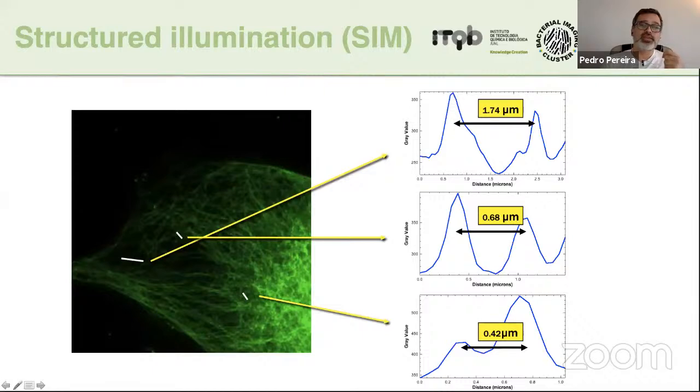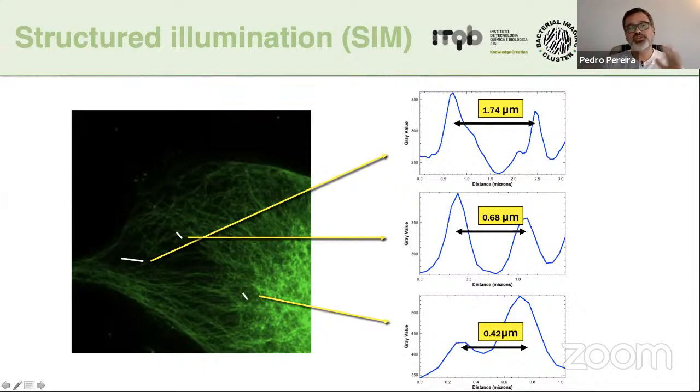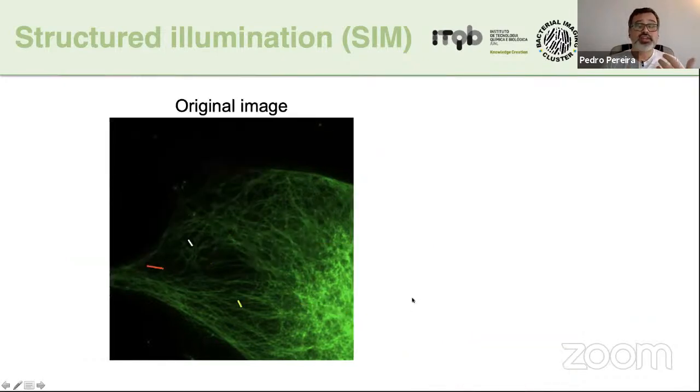When you look at an image, I had an animation here, but you see it all at the same time, no worries. When you see an image and you measure specific features in it, for example a cell where microtubules are labeled, you can measure the distances between the microtubules. And this sort of looks like the frequency I was showing in the music, right? So you have ones that are further apart, so coarse details, and others that are very close together, more fine details. And obviously, you can do the same transformation that we did for the music.